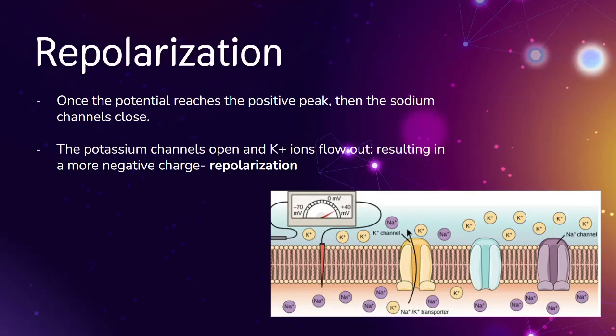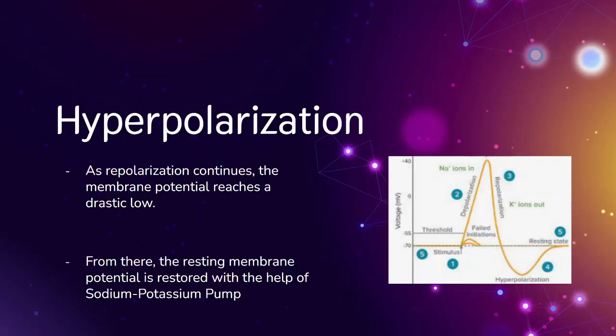Once the potential reaches the positive peak, the sodium channels close. The potassium channels open, and the potassium ions flow out of the cell, resulting in a more negative charge. This is known as repolarization. As repolarization continues, the membrane potential reaches a drastic low. This is called hyperpolarization. From there, the resting membrane potential is restored with the help of the sodium-potassium pump.